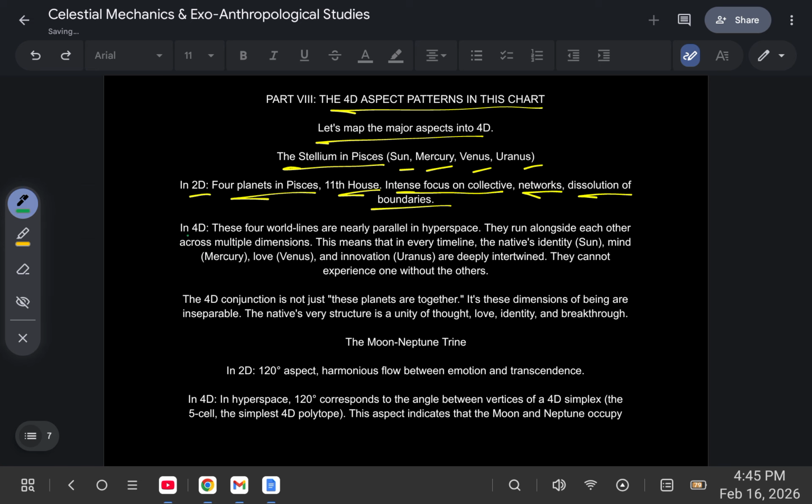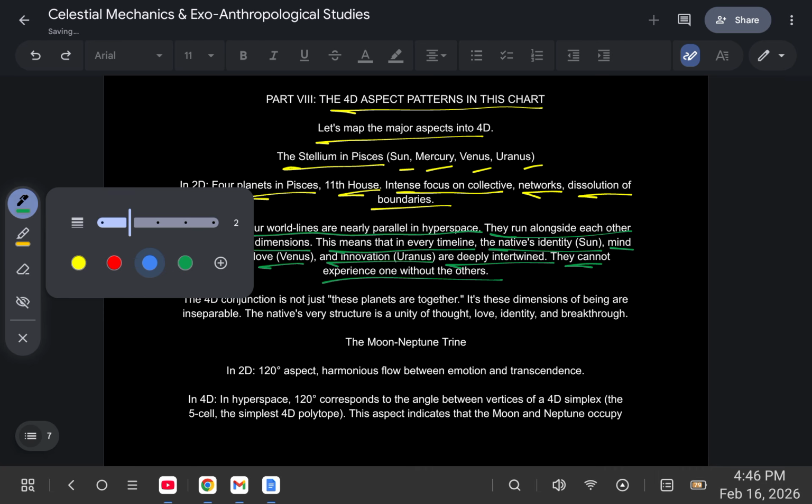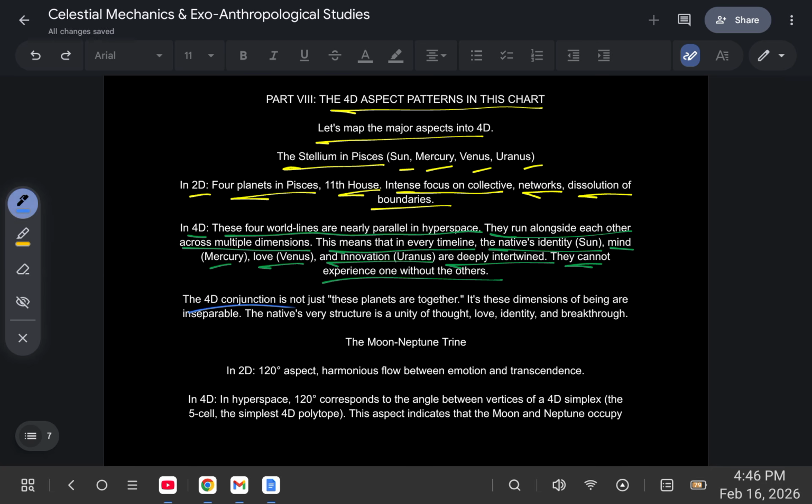And in the 4D, these 4 world lines are nearly parallel in hyperspace. They run alongside each other across multiple dimensions. This means that in every timeline, the native's identity, which is the Sun, mind, which is Mercury, love, which is Venus, and innovation, Uranus, are deeply intertwined. They cannot experience one without the others. The 4D conjunction is not just these planets are together, it's these dimensions of being are inseparable. The native's very structure is a unity of thought, love, identity, and breakthrough.